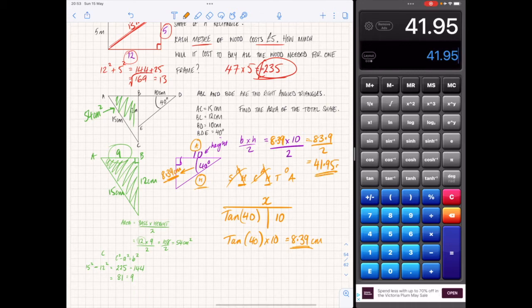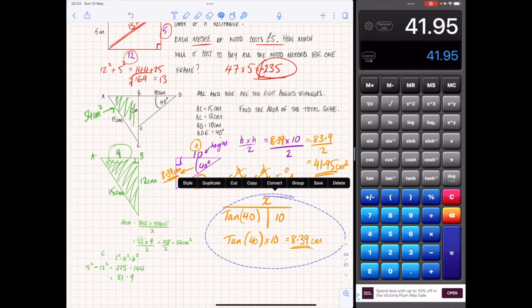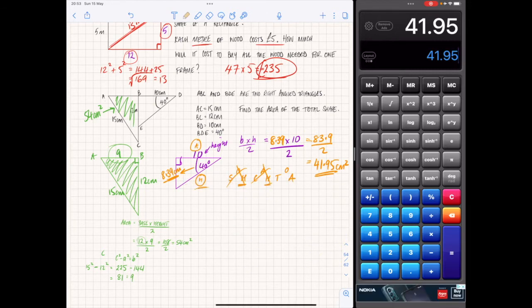So this would be the area of that second shape. So I'm not done yet. Let's remove that, so it's got a bit more space. Remember the question here says find the area of the total shape. So you'll be taking the 54 and the 41.95.